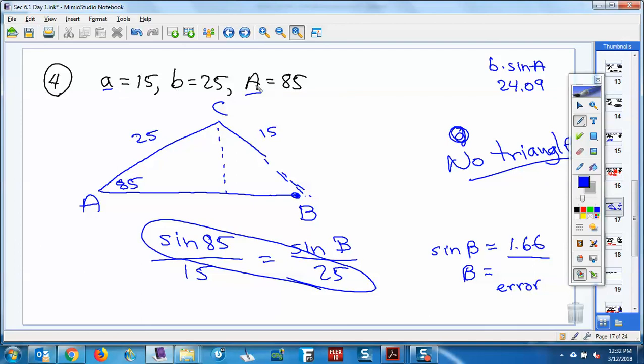But when we have this situation, we got to make sure we put our angle down here, and that we get the swinger, the right side. That's always the one that's across. So if A is our angle, 85, then the 15 has to go across, and the 25 goes here. Then we do this times sine of that. That gave us 24.09. That tells us our height is 24.09. That means 15 is just too short. It's just going to be swinging there, and we're not going to make a triangle.